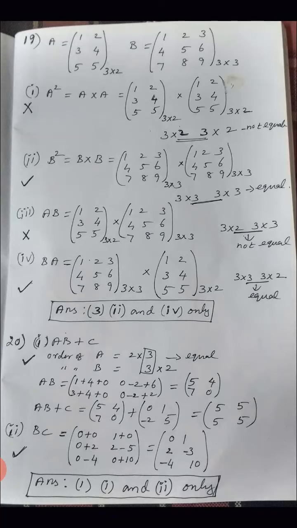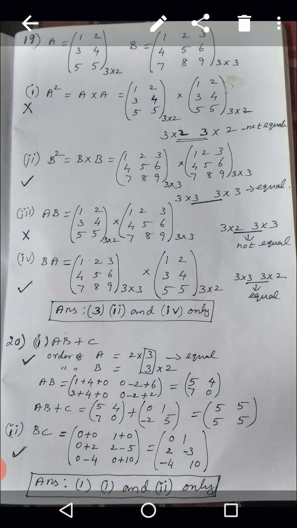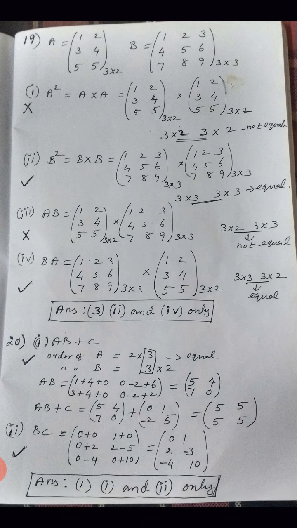Then fourth one, BA. I write the B matrix first and the A matrix next. See the order, 3 by 3, 3 by 2. Then same here: the column of the first matrix and the row of the second matrix are equal, 3 and 3. So multiplication is possible, so I put a tick. So here we can calculate the second and fourth. So the answer is the third option, second and fourth.